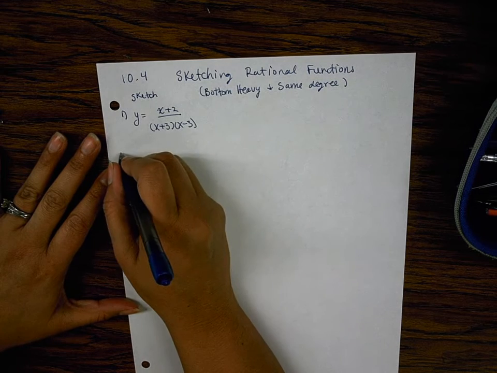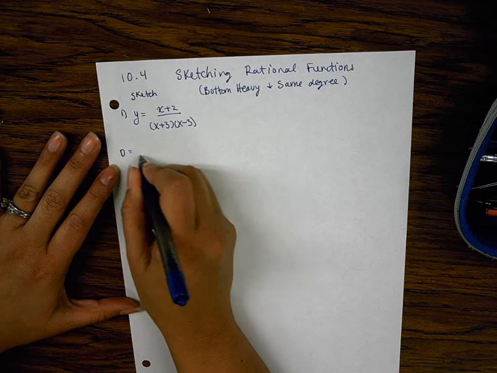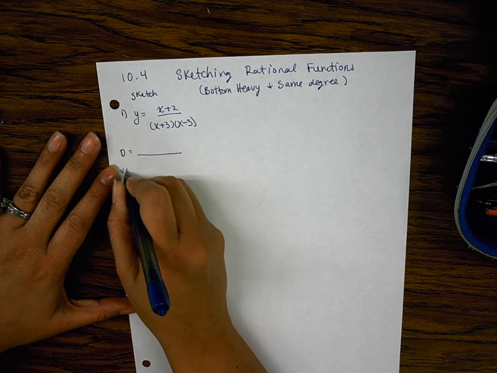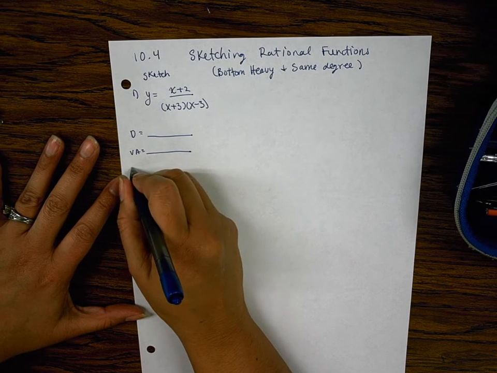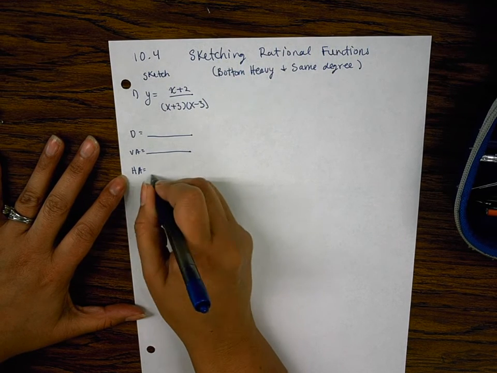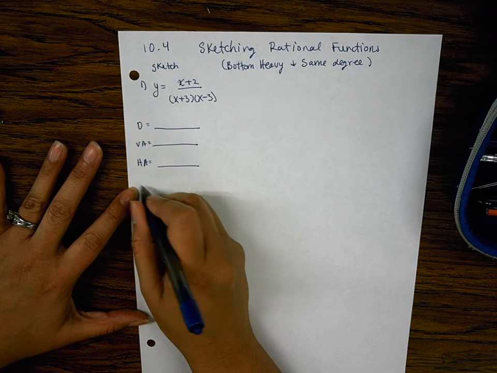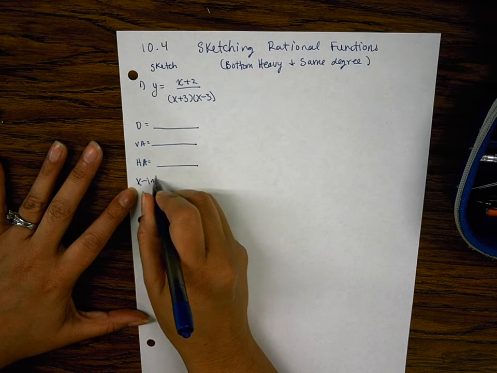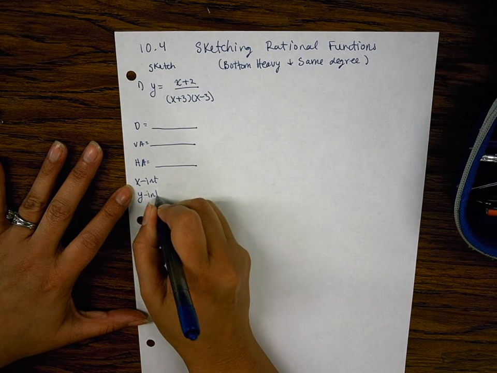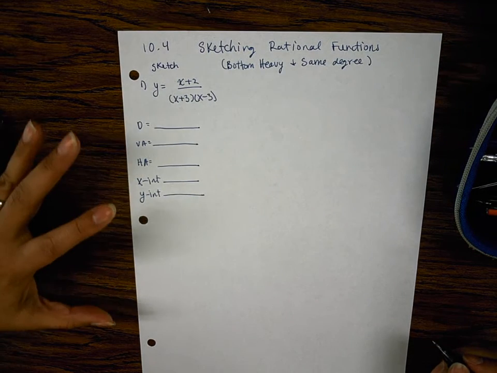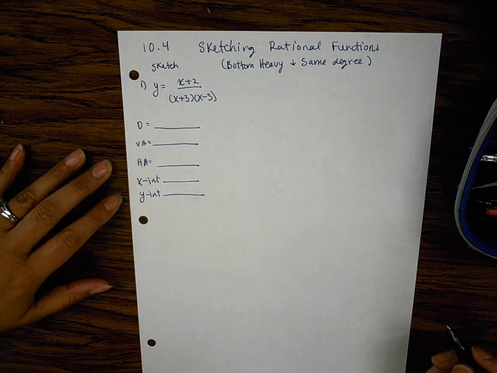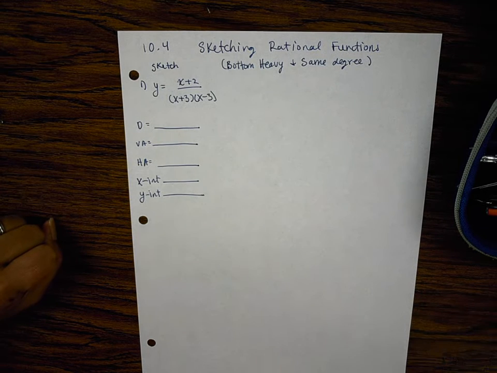And we're going to do the same thing we did yesterday. D for domain, VA for vertical asymptote, HA for horizontal, x-intercepts, y-intercept. So we're adding these two. We've found these before, but we haven't put them all together. Okay, domain, we've done that before.